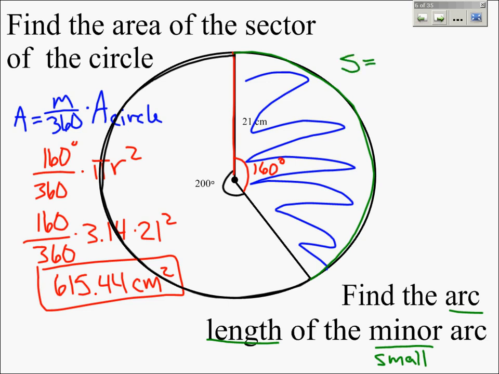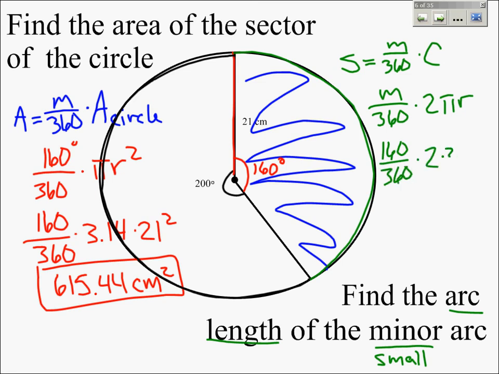Remembering that our formula for arc was the measure over 360 times C, where C stood for the circumference, I'm just going to change that to the circumference formula. Okay, and now I can plug in my numbers. The measure of the angle of the minor arc, the angle is always looking back to the center, 160 degrees times 2 times 3.14 times the radius of 21 again.